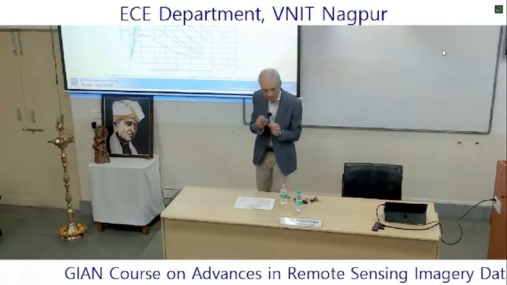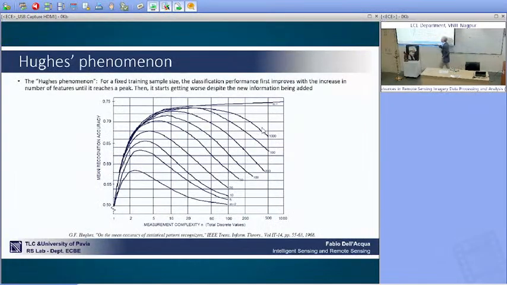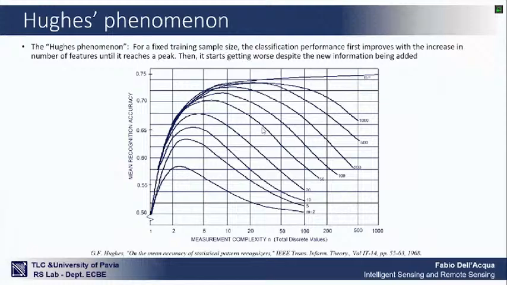But let me expand a little bit on it. This graph represents the accuracy of a classifier. Basically, in our case, it is a classification accuracy. You know what classification accuracy is. We have seen it also during the lectures.